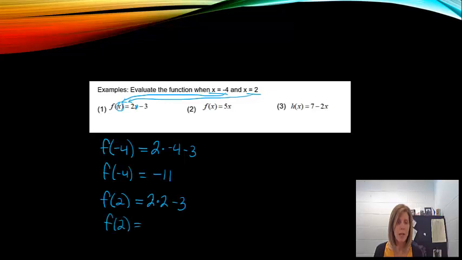So f of 2 is equal to 2 times 2 is 4, minus 3 is 1. So f of 2 is equal to 1.